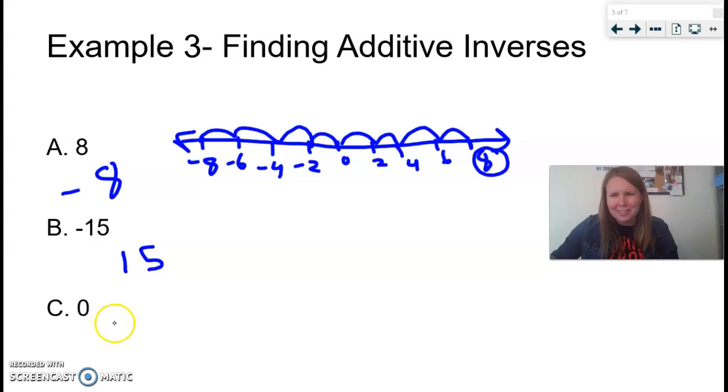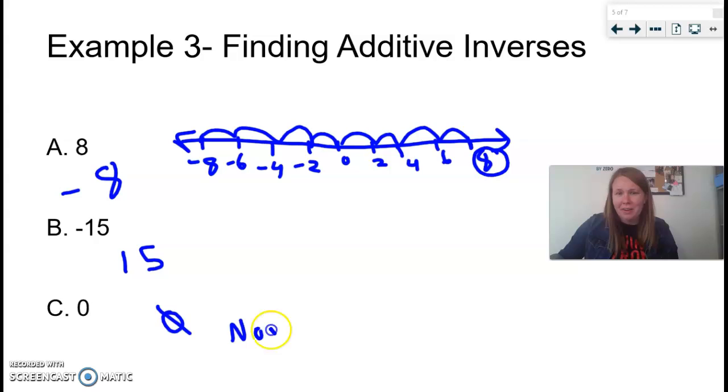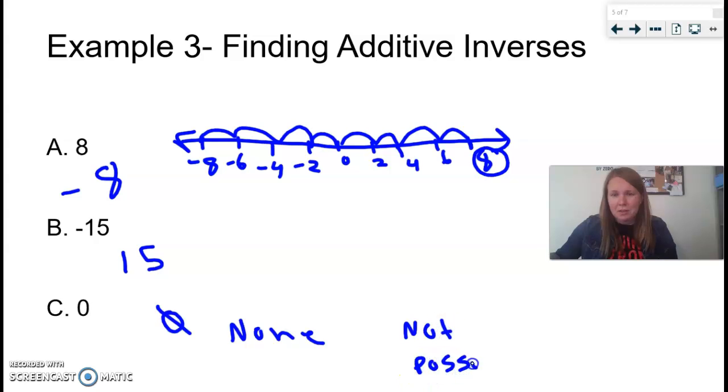So then the big question is, what's the additive inverse of 0? There's none. I guess you could say 0 or none. Because how far away is 0 from 0? 0. I guess that's what I would write. I don't know what else you would write. You could say none. I would take that as an answer too. Or not possible. You didn't even leave 0, so how could you have an inverse?